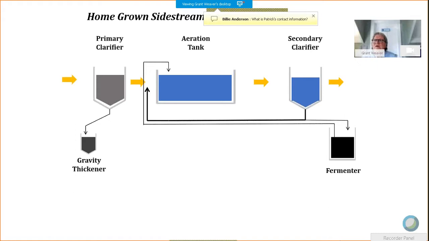And as it does, the phosphorus-removing bacteria that got energized by their stay in that fermenter, when they're in the aeration tank, they will suck phosphorus out of solution.